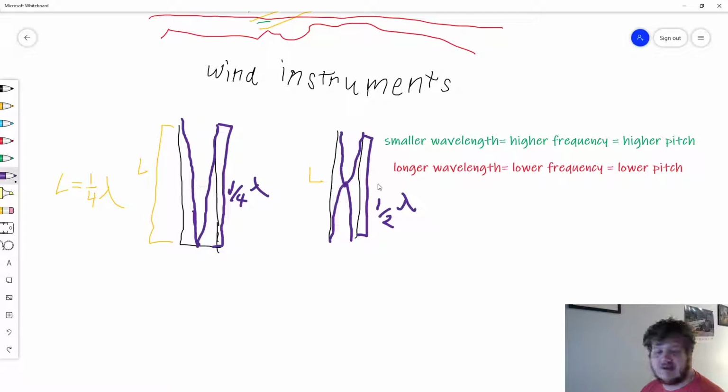So basically the difference here is this would be 1 octave lower.